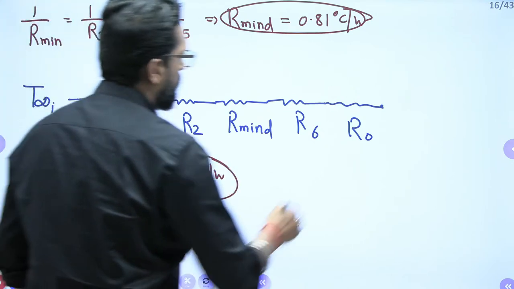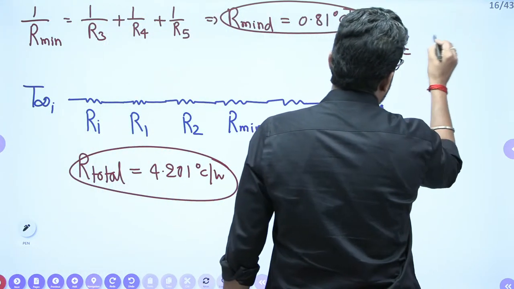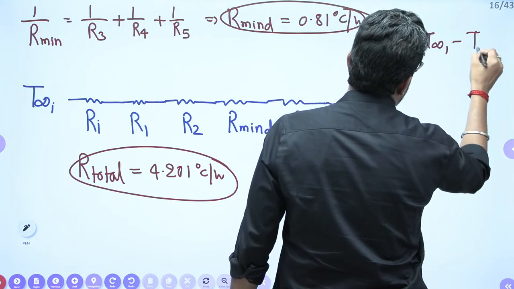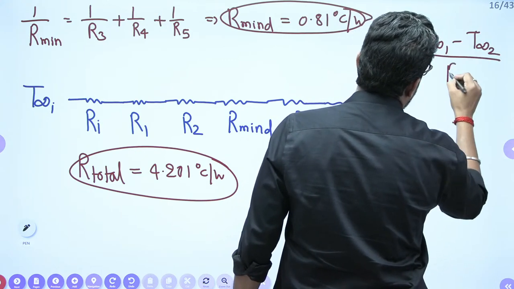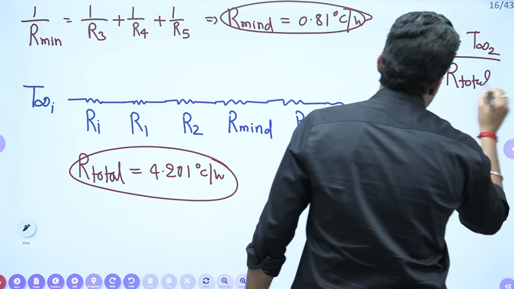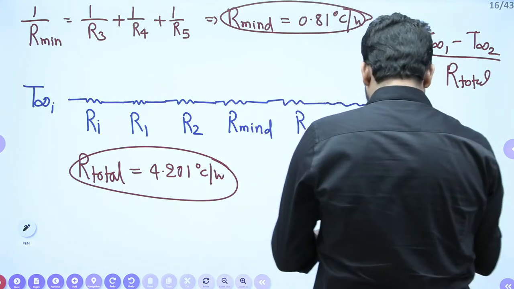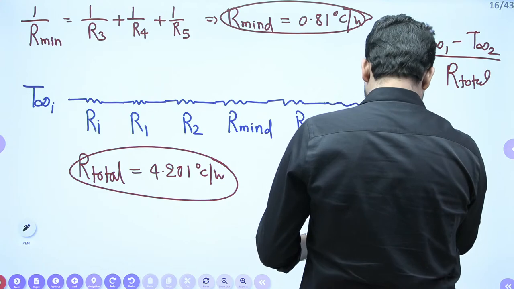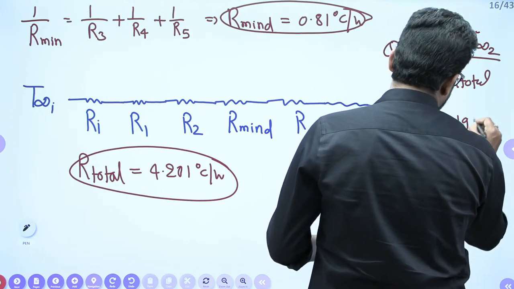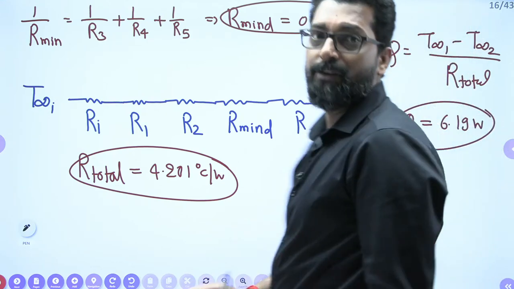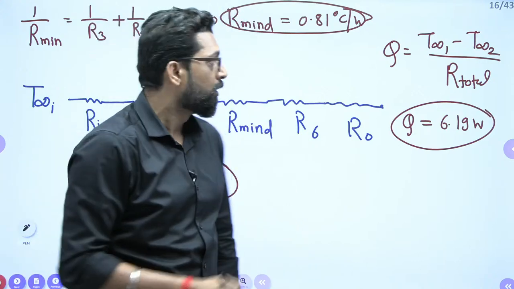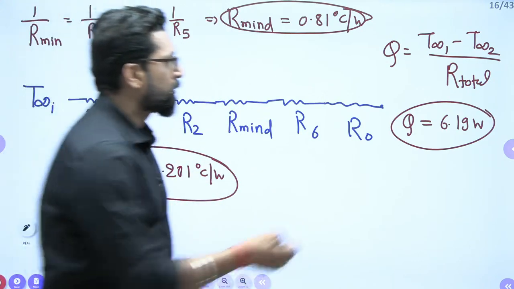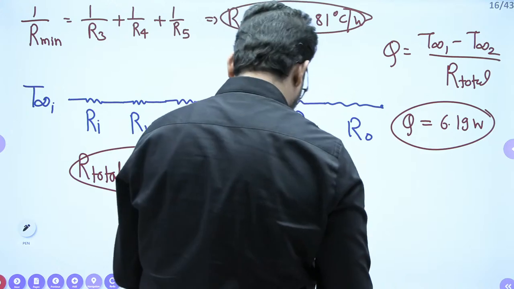Now, the heat transfer is what? T infinite 1 minus T infinite 2 divided by R of total. So from here we can calculate the heat transfer. You have T infinite 1, T infinite 2 divided by R total, so you have heat transfer 6.19 watt.